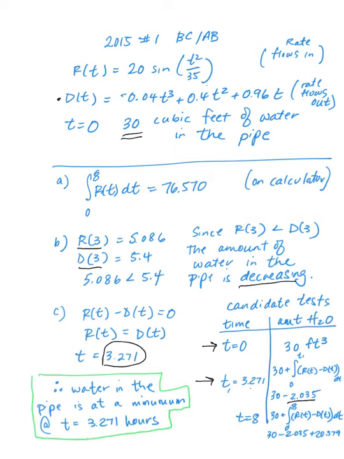2.035, and so that's going to give us a little under 28 cubic feet in the pipe. At t is equal to 8, that's going to be 30 minus that 2.035, and then we add from time t equals 3.271 to 8 an additional 20.579. So the time at which the water in the pipe is the minimum is 3.271.